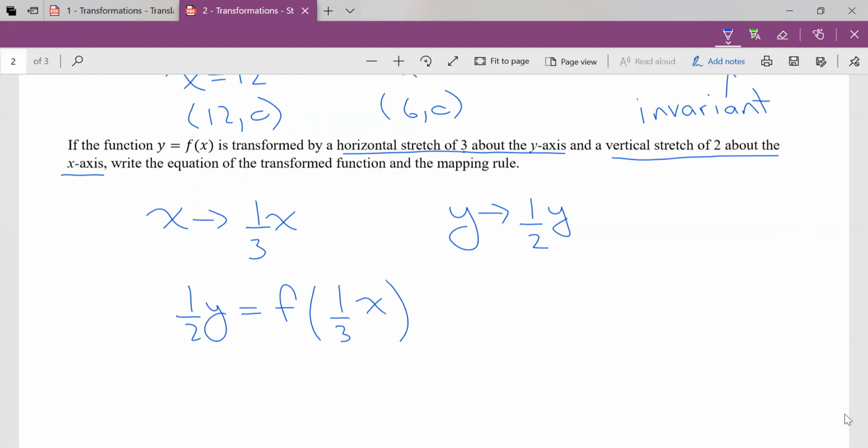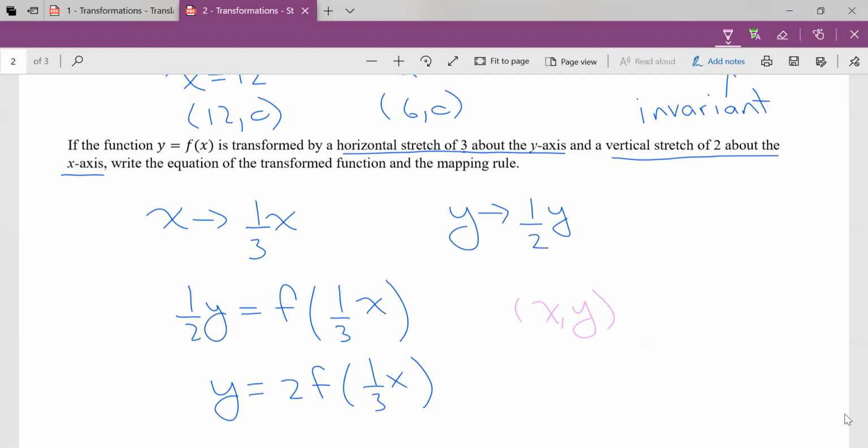I don't know. Now, most of us are used to having y isolated. So I'm going to multiply both sides by 2. And there it is. There would be the equation of your transformed function. Okay, what's our mapping rule? Okay, I'll do map in hot pink. We don't have enough hot pink in our lives.